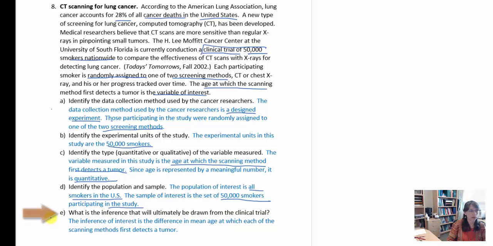And finally, Part E. What is the inference that will ultimately be drawn from the clinical trial? The inference of interest is the difference in mean age at which each of the scanning methods first detects a tumor.